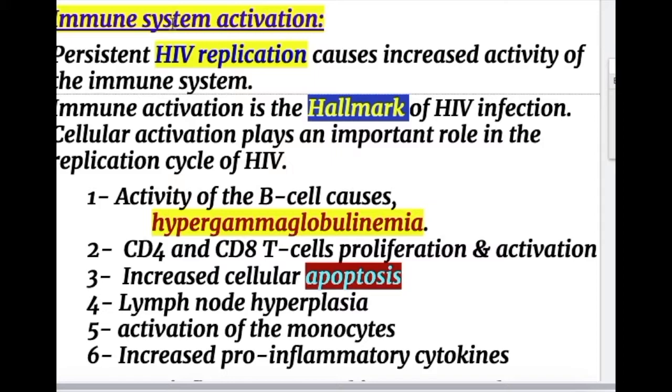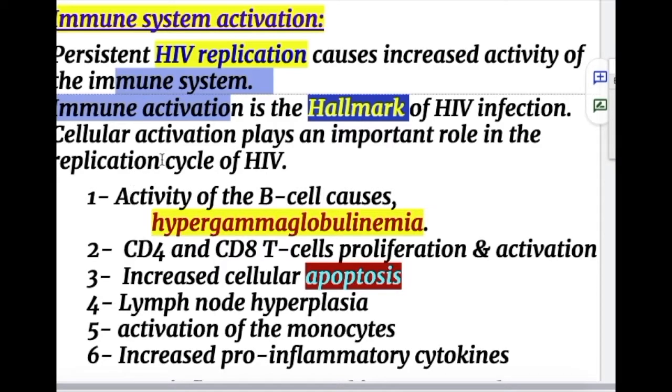Now, immune system activation. Persistent HIV replication causes increased activity of the immune system. Immune activation is the hallmark of HIV infection. Cellular activation plays an important role in the replication of the virus. So persistent HIV replication causes increased activity of the immune system, and activation is the hallmark of HIV infection.